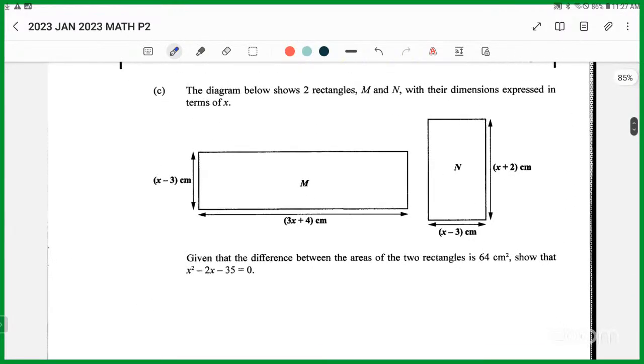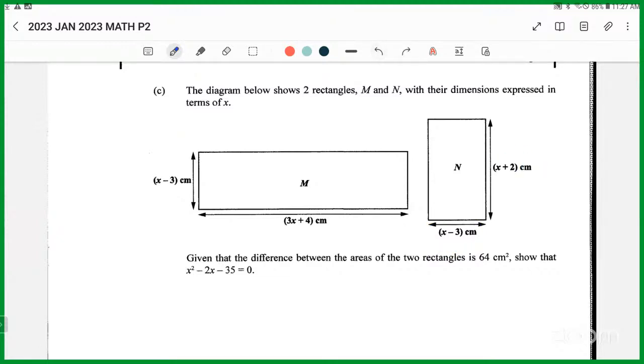So add some algebraic, right? Some measurement. It says the diagram below shows two rectangles, M and N. So that's the M, that's the N, with their dimensions expressed in terms of x. So the dimension on this one is x minus 3 centimeters. This one is 3x plus 4. This one is x minus 3 by x plus 2.